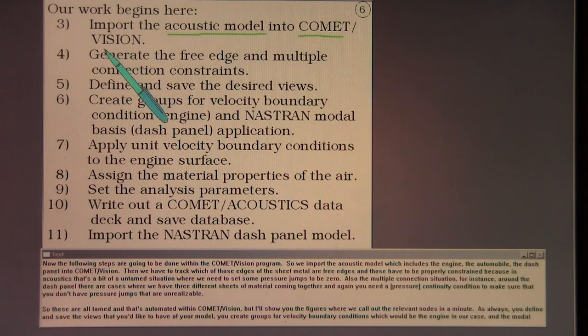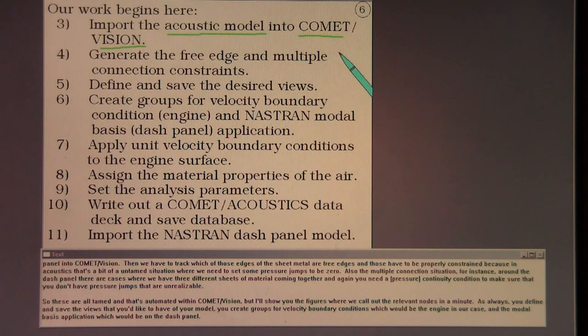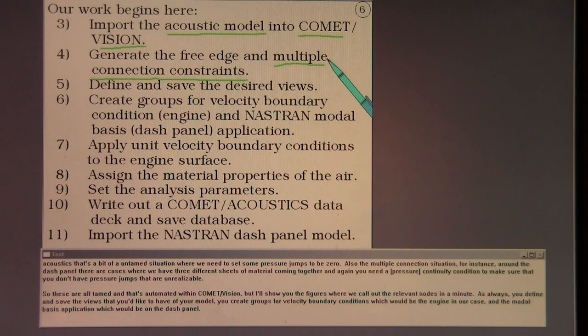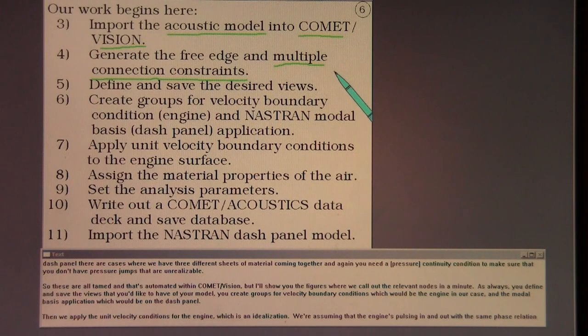Then we have to check which of those edges of the sheet metal are free edges, and those have to be properly constrained, because in acoustics that's a bit of an untamed situation where we need to set some pressure jumps to be zero. Also, the multiple connection situation, for instance, around the dash panel, there are cases where you have three different sheets of material coming together, and again you need a continuity condition to make sure that you don't have pressure jumps that are unrealizable. So these are all tamed, and that's automated within Comet Vision.